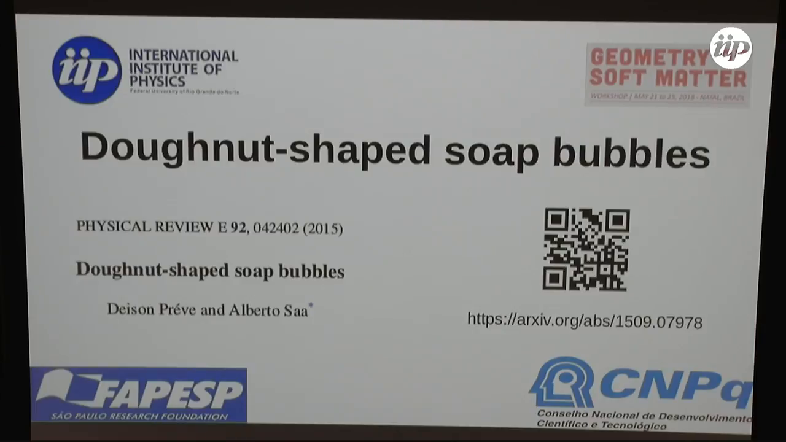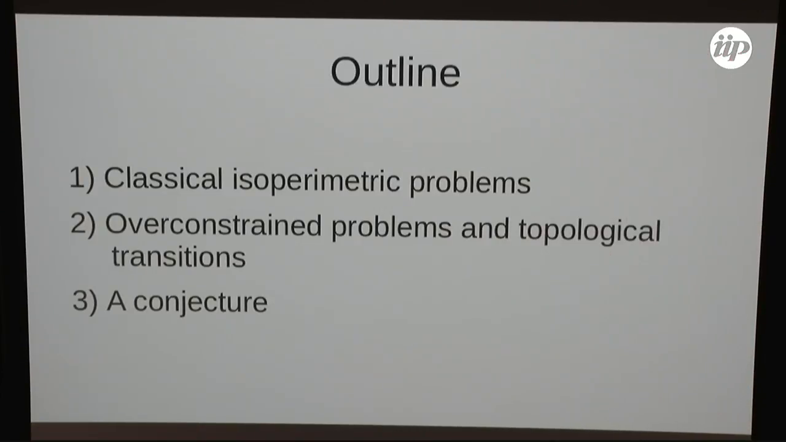For the outline of the talk, I will only remind some very basic facts about the classical isoperimetric problems, only to fix the language. Then I will introduce a kind of problem that I call over-constrained isoperimetric problems. It is in these over-constrained problems that the topological transition arises naturally. And I will finish taking a risk, daring to propose a conjecture.